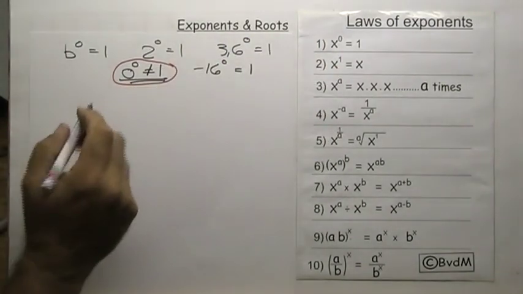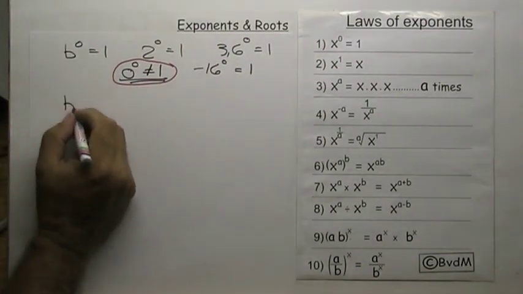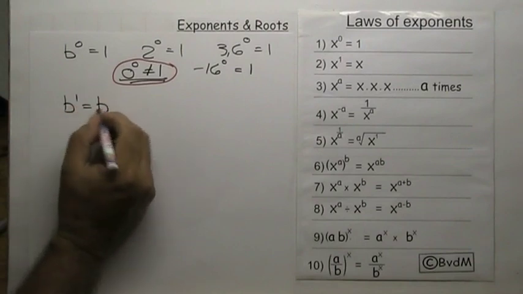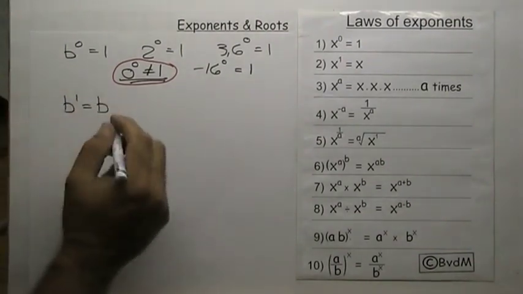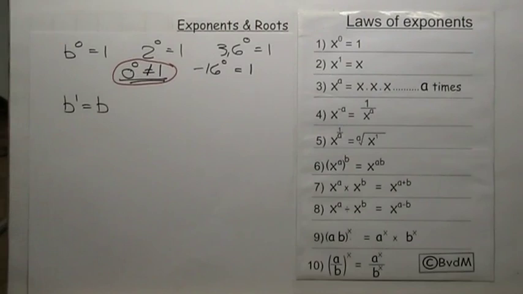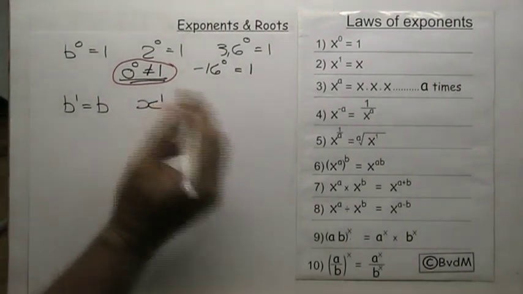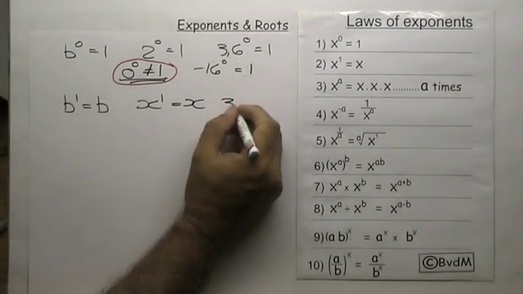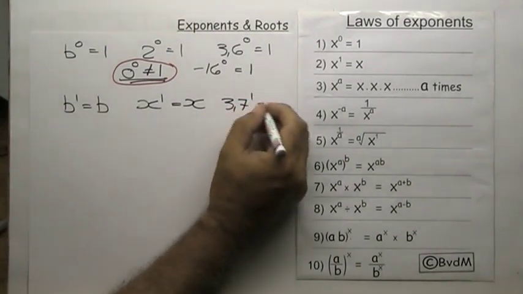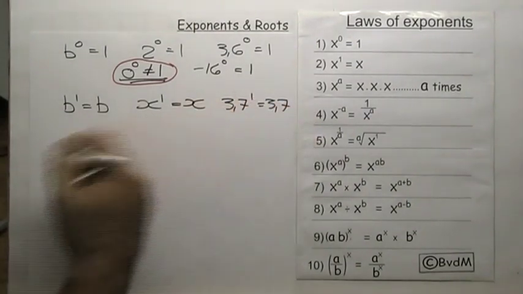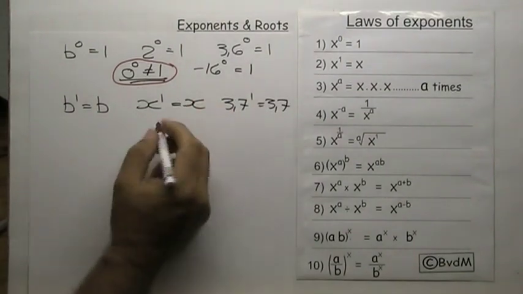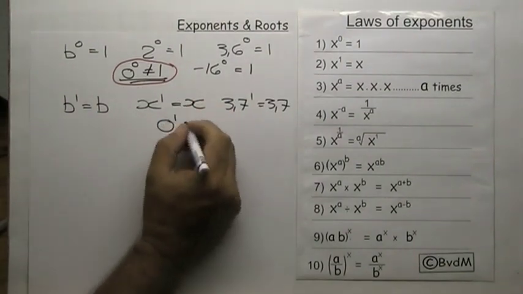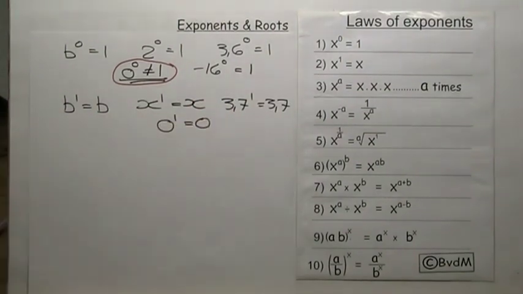Number 2. Anything to the power 1 is itself. B to the power 1 is b. In other words, we can actually just leave out the 1. If I see x written as a variable, it could be x to the power 1, because I don't have to write a 1. So 3,7 to the power 1 equals 3,7. Anything to the power 1 is that same thing, and that includes naught. Naught to the power 1 is naught.